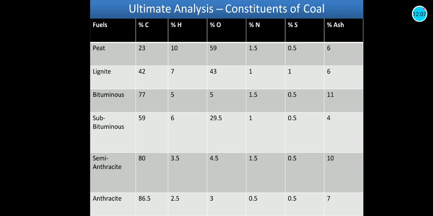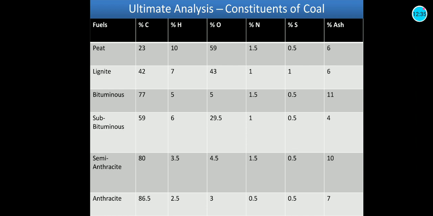Okay, then semi anthracite. In semi anthracite, percentage of carbon is 80%, then percentage of hydrogen is 3.5%, then percentage of oxygen is 4.5%, then percentage of nitrogen is 1.5%, then percentage of sulfur is 0.5%, then percentage of ash content in semi anthracite is 10%.